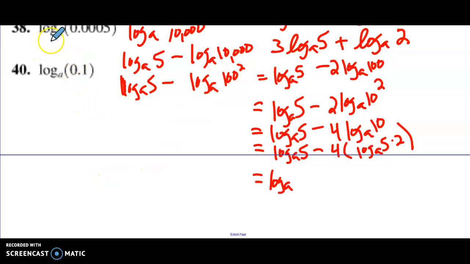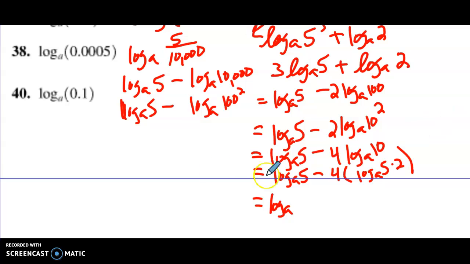Okay, so we were doing log base A of 0.0005, which we originally wrote as 5 over 10,000. So that's a quotient, log base A of 5 minus log base A of 10,000. Then we rewrote that as log base A of 100 squared. The log base A of 5 we're just carrying along. We bring the 2 in front, 2 log base A of 100. 100 is 10 squared, so 2 times 2 is 4, and 10 is 5 times 2.